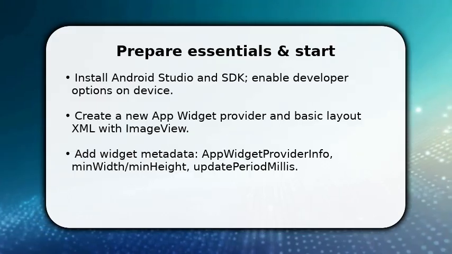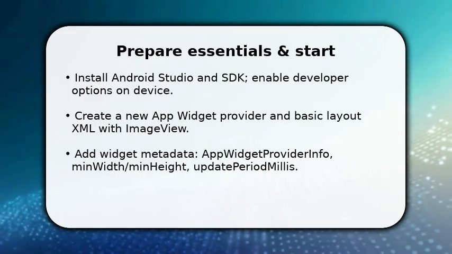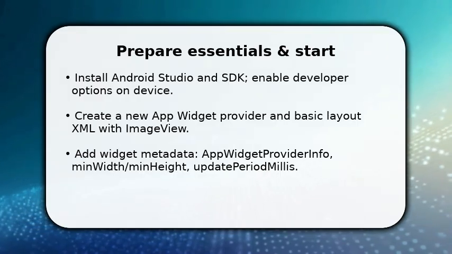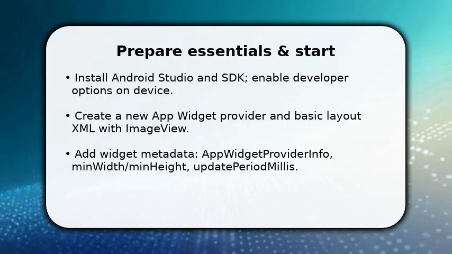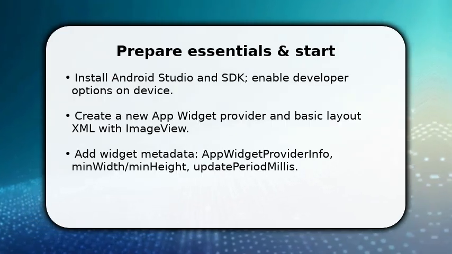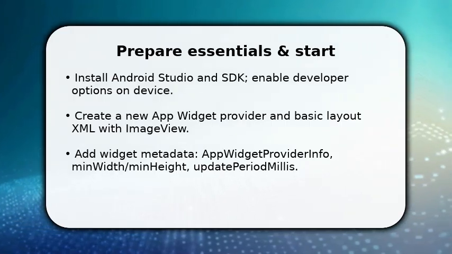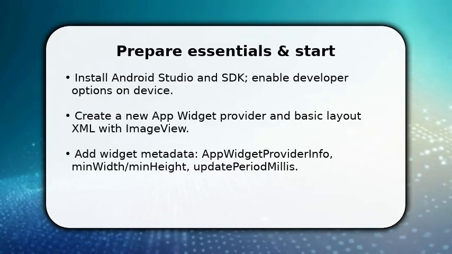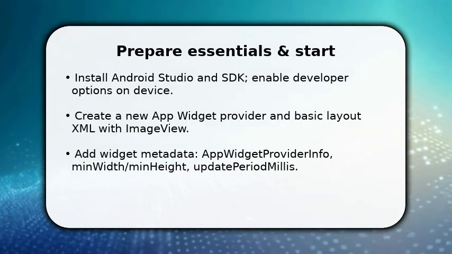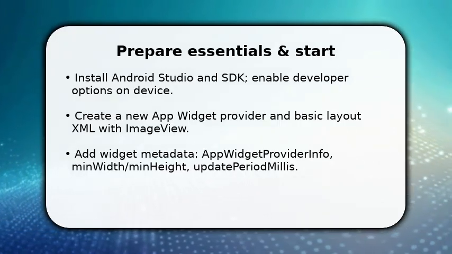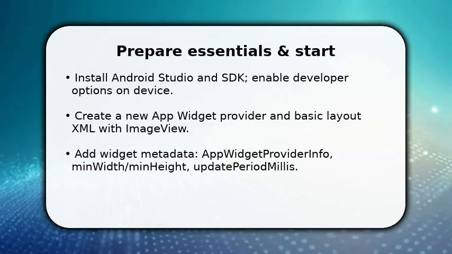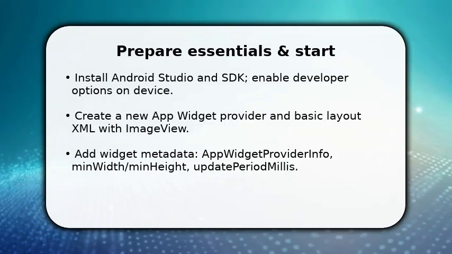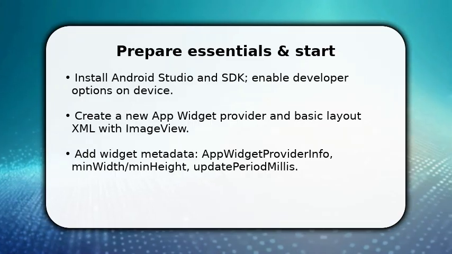You will begin by preparing the essentials. Install Android Studio and the correct SDK, and enable developer options on your device for testing. Create a new app widget provider class and a simple layout XML that includes an image view to host photos. Then add the widget metadata file, app widget provider info, and set min width/min height plus update period millis.